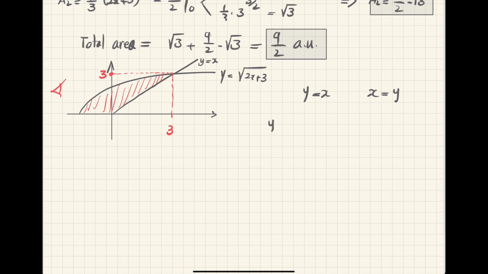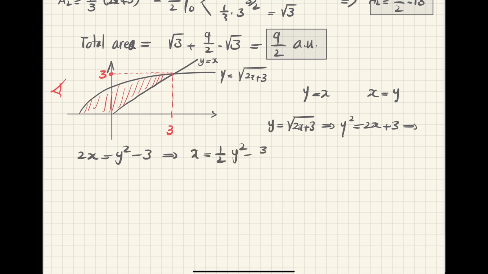But for this function, y equals the square root of 2x plus 3, I can raise it to the power 2. It becomes y squared equals 2x plus 3. Let me calculate x from here. So 2x equals y squared minus 3. I divide by 2. x becomes 1/2 y squared minus 3/2. So from x perspective, actually looking at it from the left-hand side, I have these two functions.